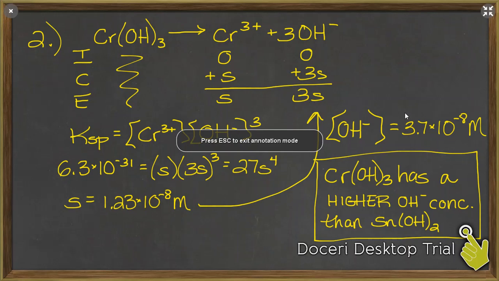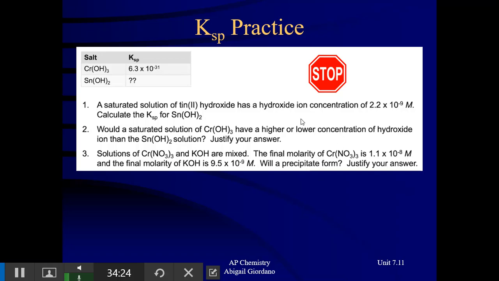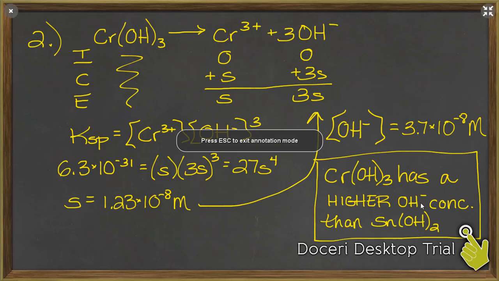And then I compared it to the number given to us in number 1. My answer here for chromium hydroxide has a higher value. It's a higher hydroxide concentration than the tin hydroxide. This one gave me 3.7 times 10 to the negative 8th. Look at this one, 2.2 times 10 to the negative 9th. My answer for this one is a larger number than the one for tin hydroxide. So that answered that question.